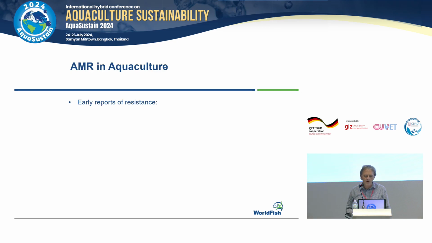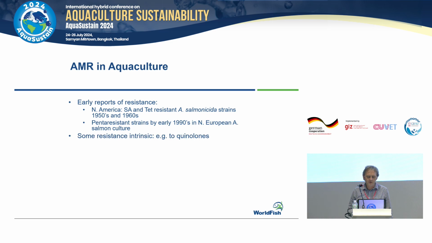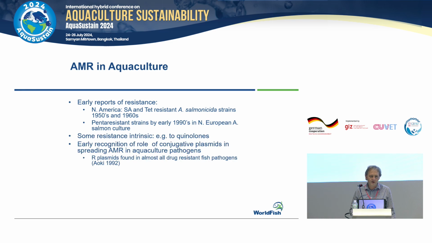AMR in aquaculture. Resistance to antibiotics in aquaculture is not new. A Japanese researcher, Aoki, in 1992, looking at bacterial pathogens, showed that resistance plasmids were already present in nearly all drug-resistant fish pathogens. So antibiotic use in agriculture and fish farming probably coincided more or less with use in human medicine. And sure as night follows day, when people used antibiotics in aquaculture, you saw the signal within the organisms that they were developing resistance.